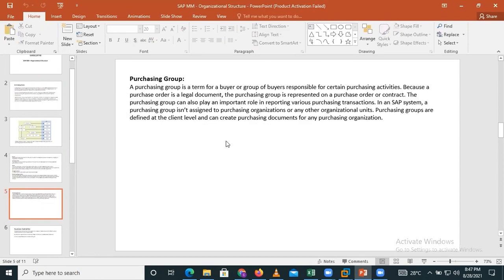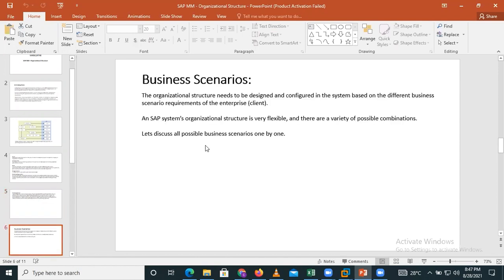Got it? Yeah. So let us see the business scenarios. The organization structure needs to be designed and configured in the SAP system based on the different business scenario requirements of the enterprise. An SAP organization structure is very flexible, and there are a variety of possible combinations.